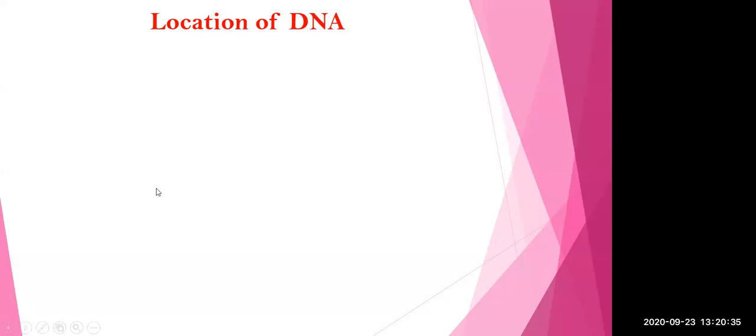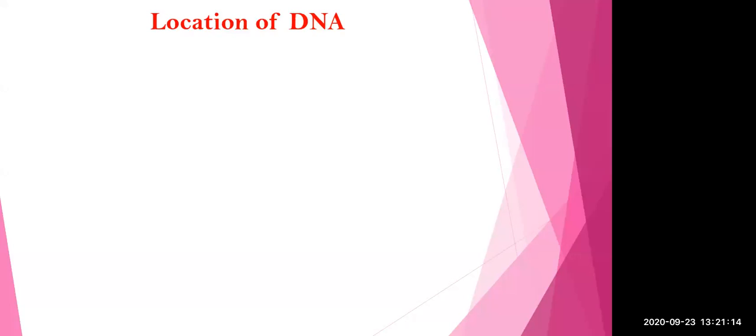The location of DNA. Previously, it was thought that the DNA is present only in the nucleus. That is why DNA is also called nucleic acid, right? The material which is present in the nucleus is called nucleic acid. But later they discovered that the DNA is not only present in the nucleus, but it is also present in other organelles of the cell. It is present in mitochondria, right? But a lot of DNA is present in the nucleus. Still, it is called nucleic acid.